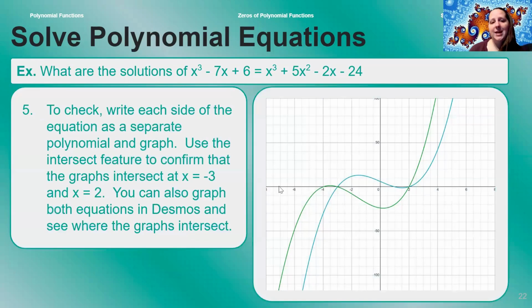To check, I can write each side of the equation as a separate polynomial and graph them. I use the intersect feature to confirm that the graphs intersect at x equals -3 and x equals 2. You can also graph both equations in Desmos if you have access to it and see where the graphs intersect. So again, I graphed x cubed minus 7x plus 6 as one of my graphs. That's my blue graph. And then x cubed plus 5x squared minus 2x minus 24 is my green graph. And you can see that they do both cross at x equals -3 and x equals 2.